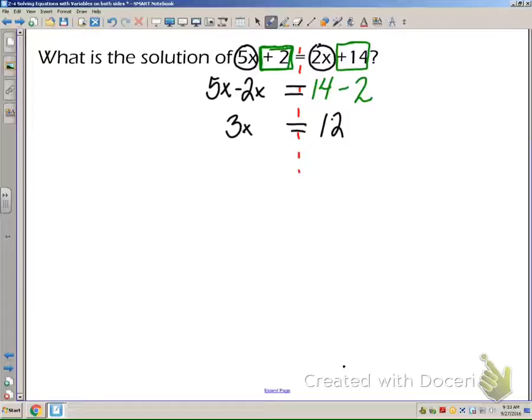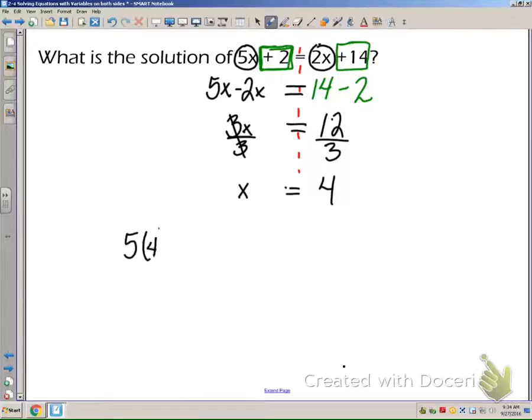Now at this point, what I want to do is get the x all by itself. So I'm separating this 3 from this x. The way that I would do that, since it's multiplication, to undo the multiplication, I'm going to divide. The division property of equality says if I divide this side by 3, I must divide this side by 3. 3 divided by 3 is 1. 1 times x is just x. So x equals 4. And that is the solution. Plug it back in and check.